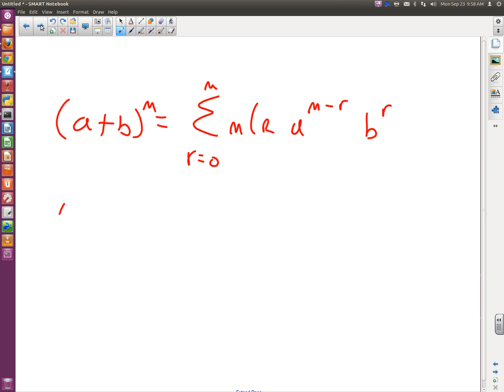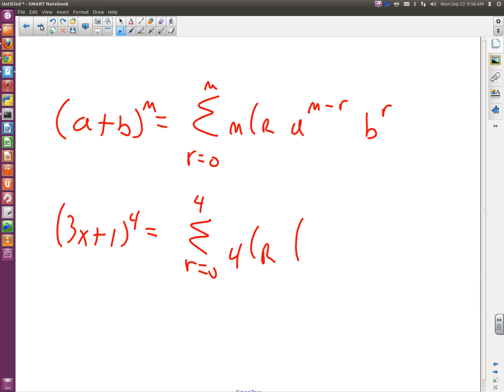So if we do 3x plus 1 to the 4th, what are we saying? R varies from 0 to 4, right? That's the n part, right? And you're doing 4CR, 3x to the 4 minus r. In this case, n is 4. It's just going to be 4. And then 1 to the r. Isn't that exactly what we did? We worked out all 5 terms. When we count r integer-wise from 0 to 4, isn't that 5 terms? We ended up with 5 terms, and each one had this pattern.